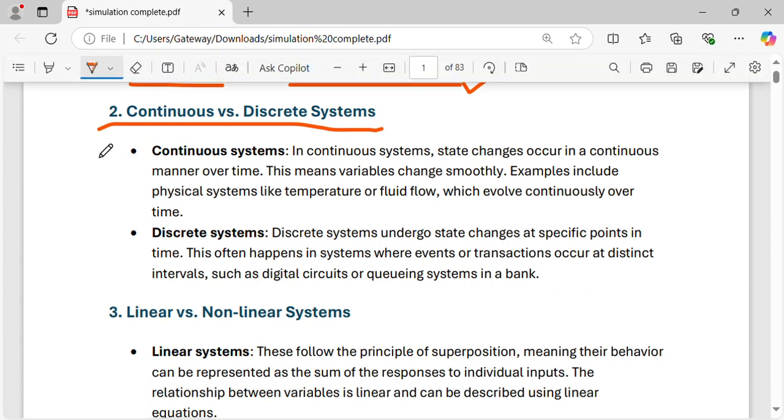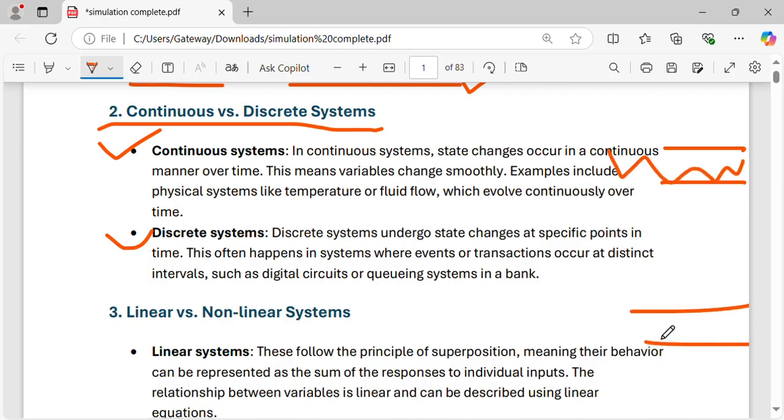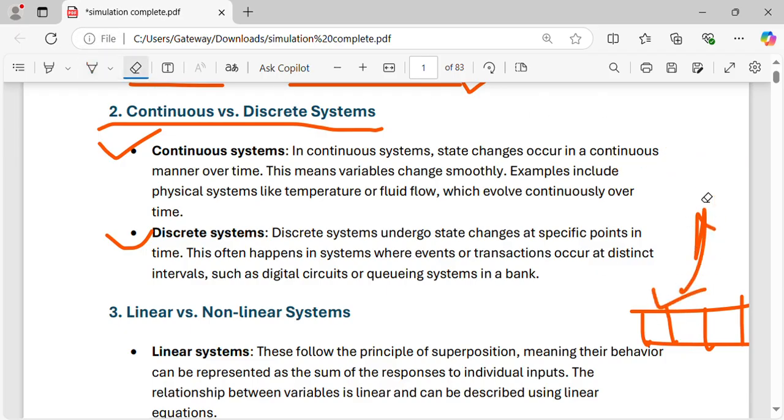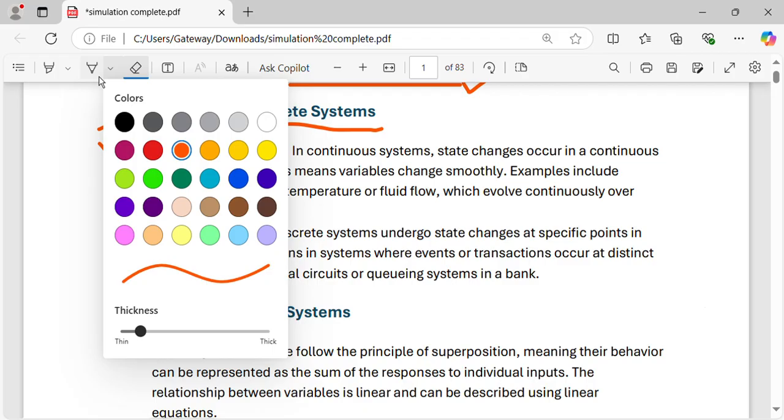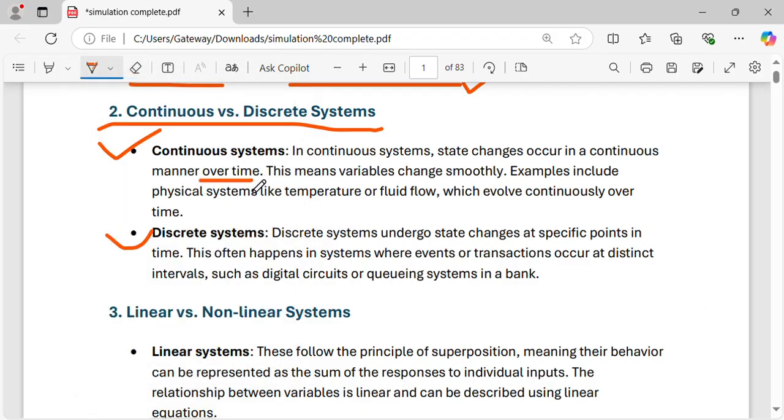You have heard about this. Continuous means continuous in some interval of time, and discrete means that it is divided into some specific intervals in terms of maths, right? But we will simplify that too. So in discrete and continuous systems, state changes occur in a continuous manner over time, right? Variables change smoothly. For example, physical systems like temperature or fluid flow evolve continuously over time, right?